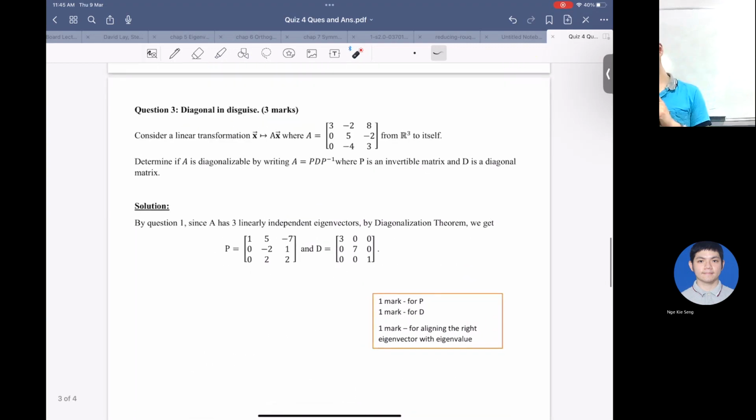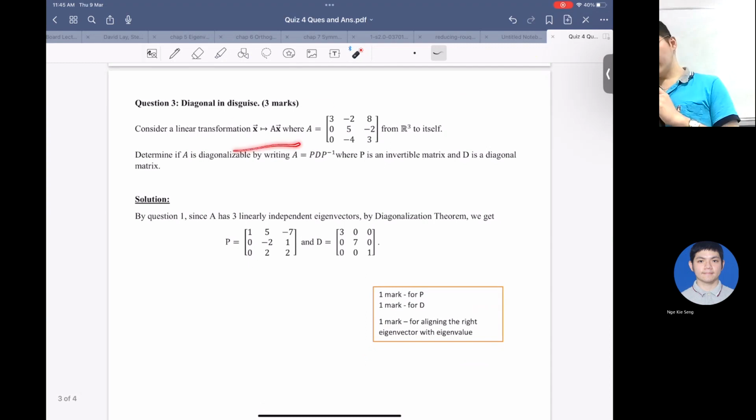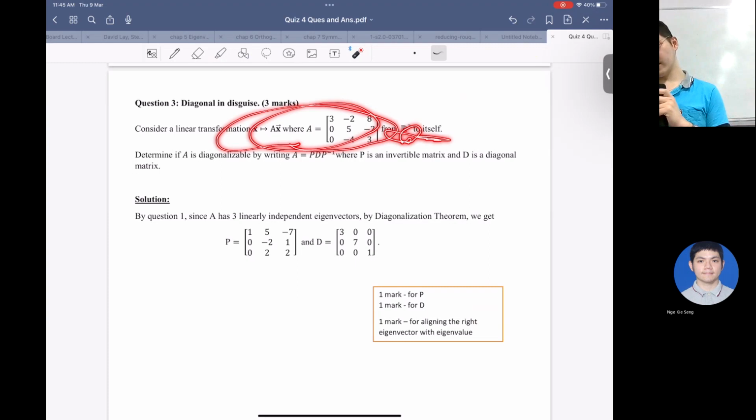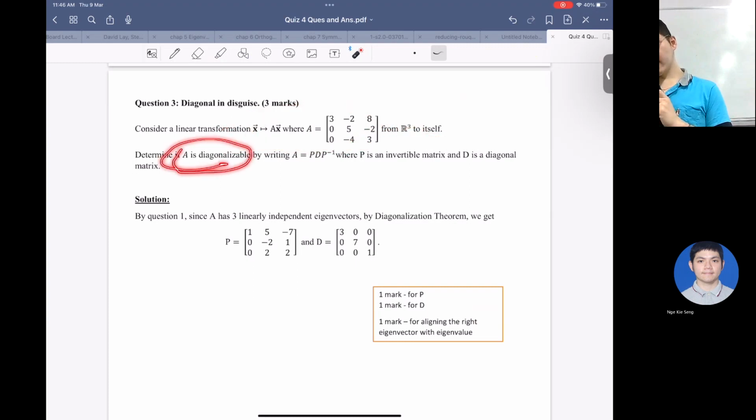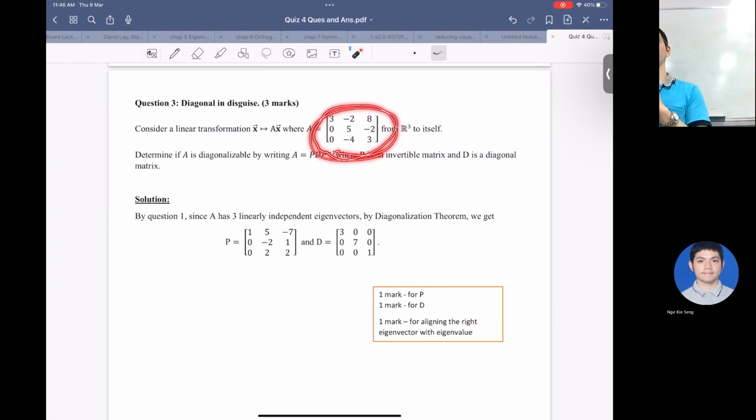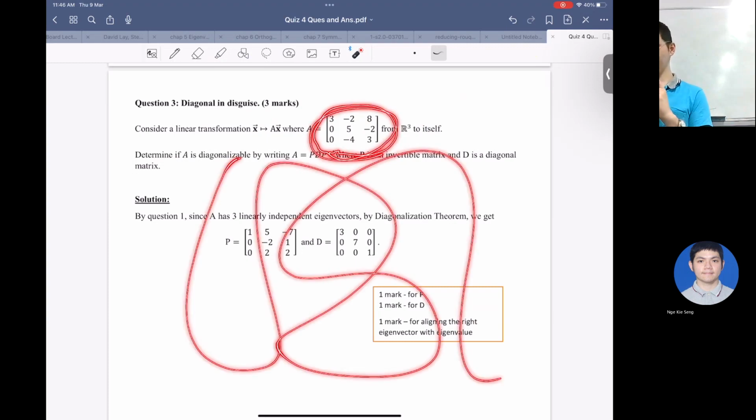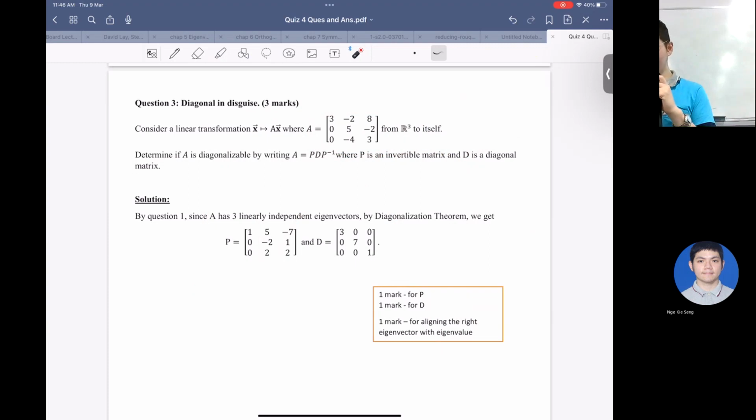So this part here: I say that if you consider a linear transformation from R3 to itself, determine whether A is diagonalizable by writing A as PDP inverse. Find me the P and D to show that it is diagonalizable. Some of you didn't realize that this question comes from question 1, so you went all the way and got the eigenvectors again. See how many marks I gave? Only 3 marks. How can 3 marks contain so many calculations? Don't just see the rabbit and shoot it. Who knows the rabbit is a bomb?